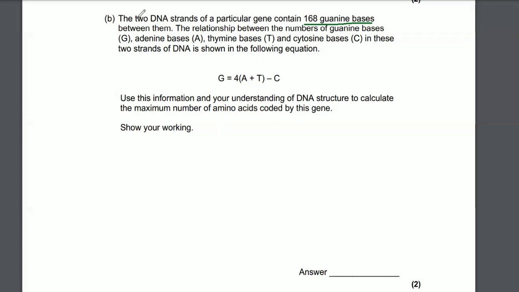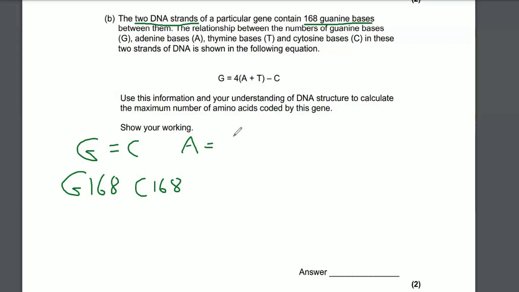So, how are we going to work this out? We also need to highlight that it said two DNA strands, the sneaky little kids. Right, so what do we know? We know that G equals C, so G is 168, so therefore C is also 168. So I can write this equation. Oh, and I also know that A equals T.